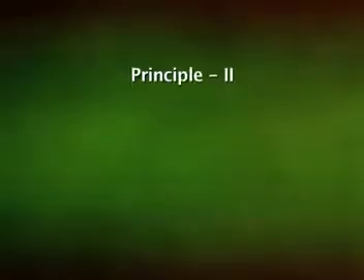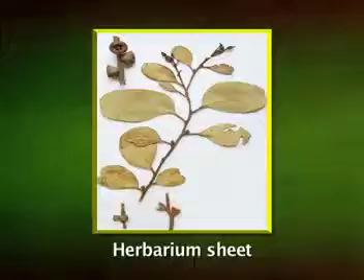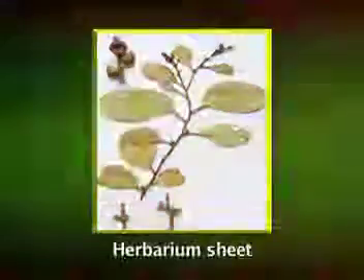Principle second: the application of names of taxonomic groups is determined by means of nomenclatural types. A nomenclatural type is that element, usually a herbarium sheet, to which the name of a taxon is permanently attached. What this means is that when a species is described, a type specimen needs to be designated that serves as a reference point for others to compare to their concept of names.